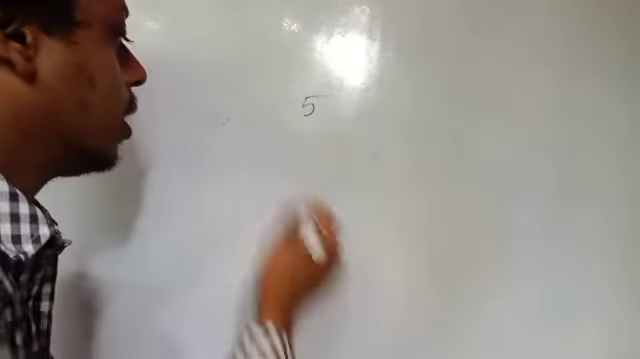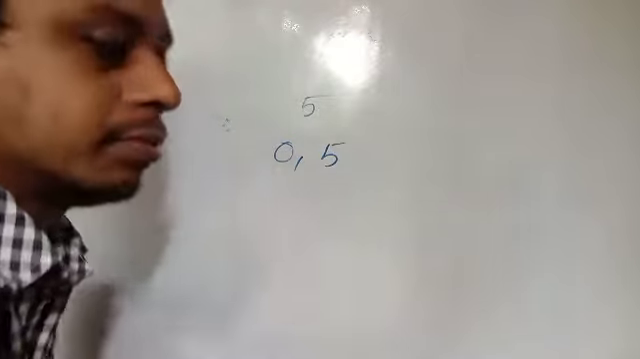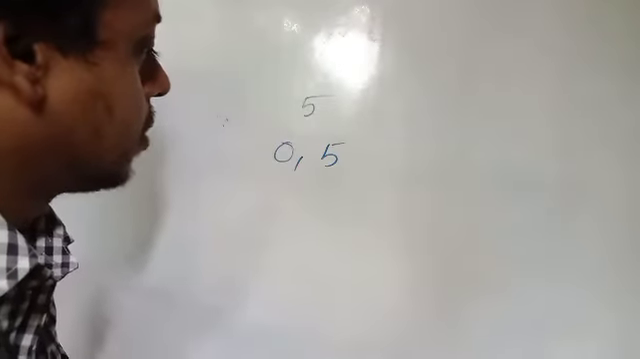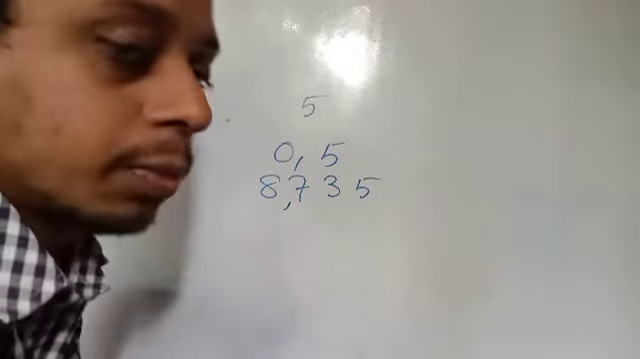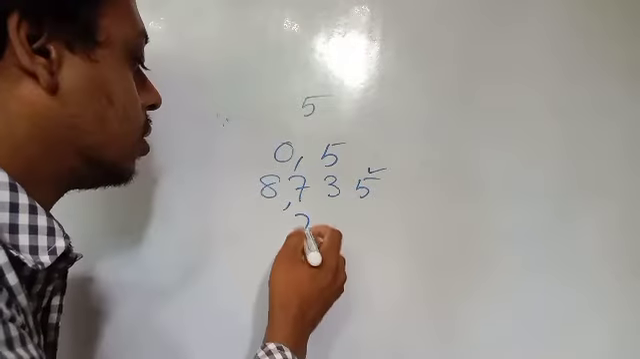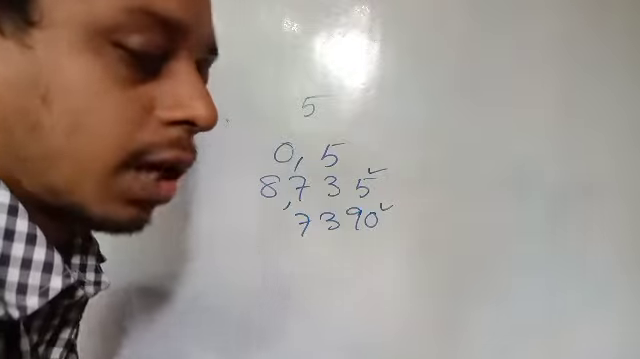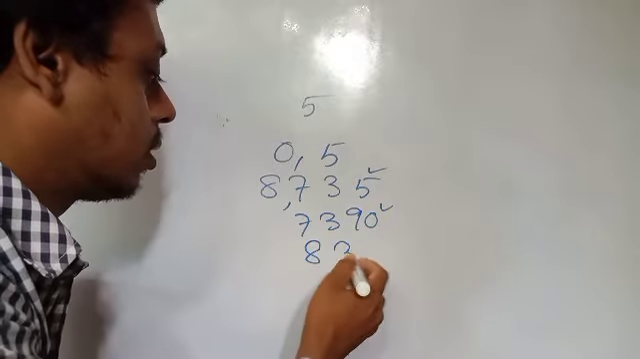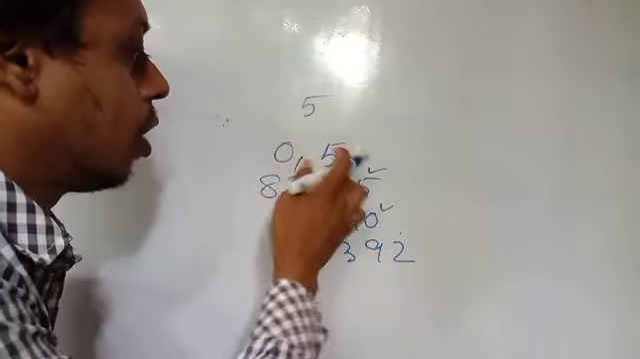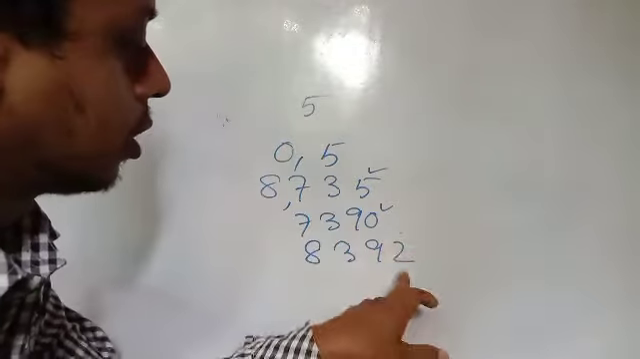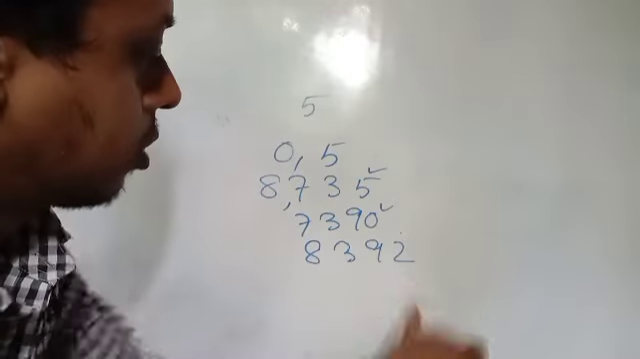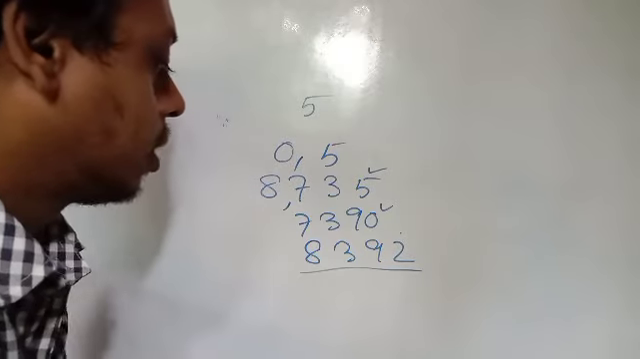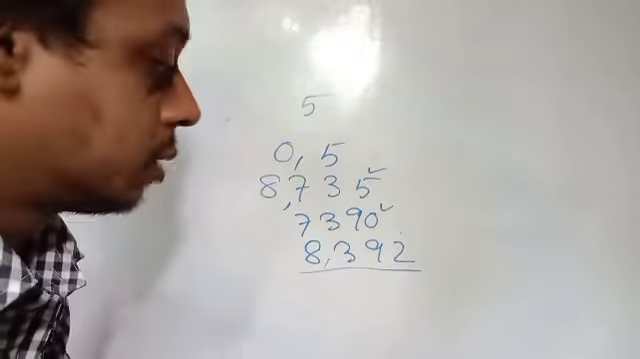Now 5, very simple. If there is either 0 or 5 in the last digit, in one's place, then the number will be divisible by 5. 8735, the number will be divisible by 5. 5 is there. 7390, 0 is there, the number will be divisible by 5. But 8392, 2. 0 or 5, no, among these no digit. Either 0 or 5, then the number will be divisible by 5. But 8392 will not be divisible by 5.